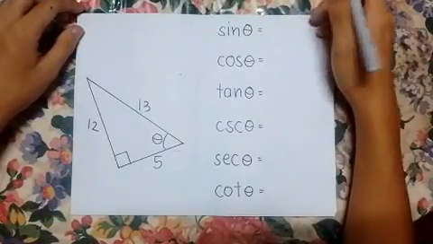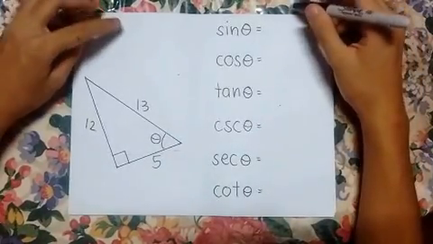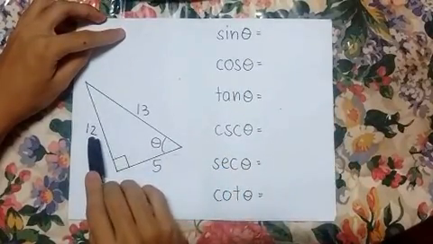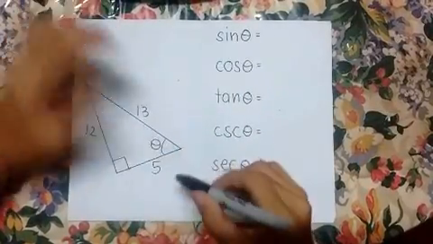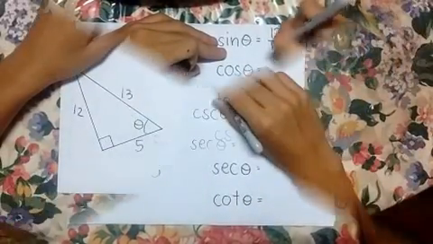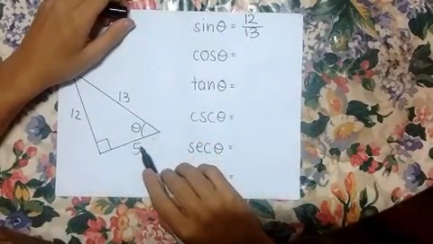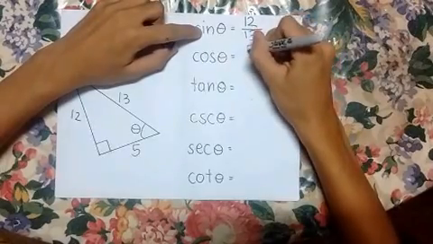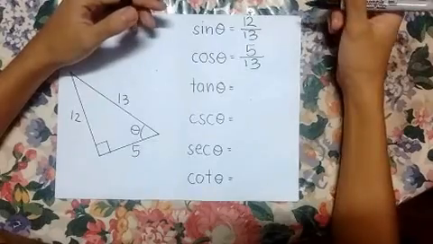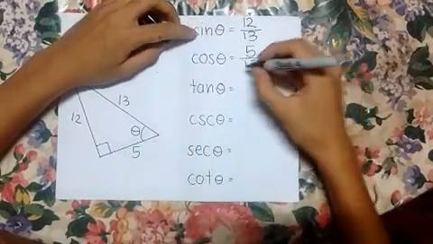In this example, our theta is placed here. So again, we'll start with sine. Sine of theta is equal to opposite over hypotenuse. Opposite, 12 over hypotenuse, 13. Sine of theta is equal to 12 over 13. Cosine of theta is equal to adjacent over hypotenuse. So 5 over 13. Cosine of theta is equal to 5 over 13. Next is tangent. Tangent of theta is equal to opposite over adjacent. So 12 over 5.